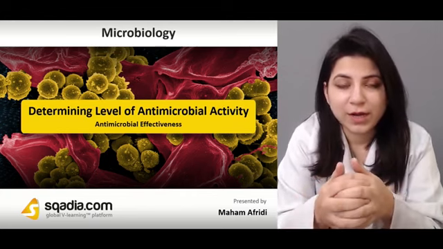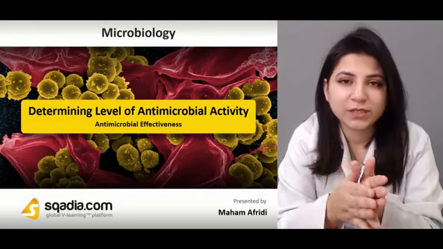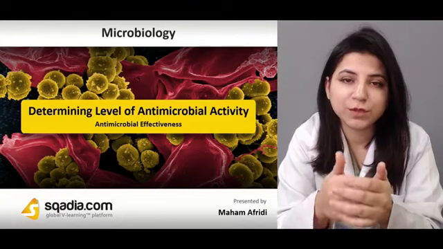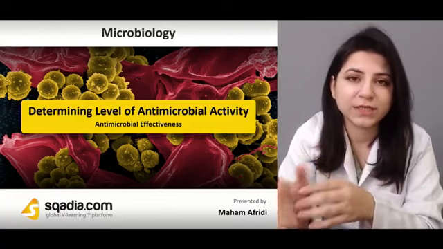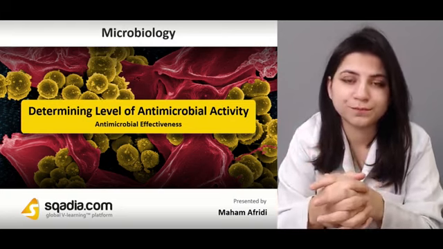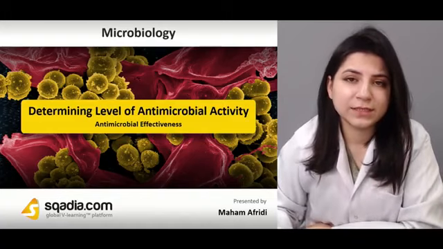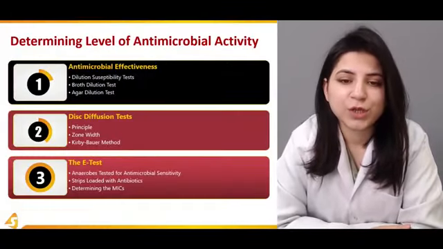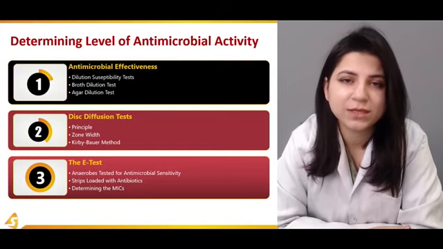So we need to identify the safe zone in which the antimicrobial agent can be effective enough to stop the growth of the bacteria, but not toxic for the surface or for the person or the host who's taking the antimicrobial agent. So in this particular section, we'll talk about the antimicrobial agent effectiveness by using a test which is known as dilution susceptibility test.